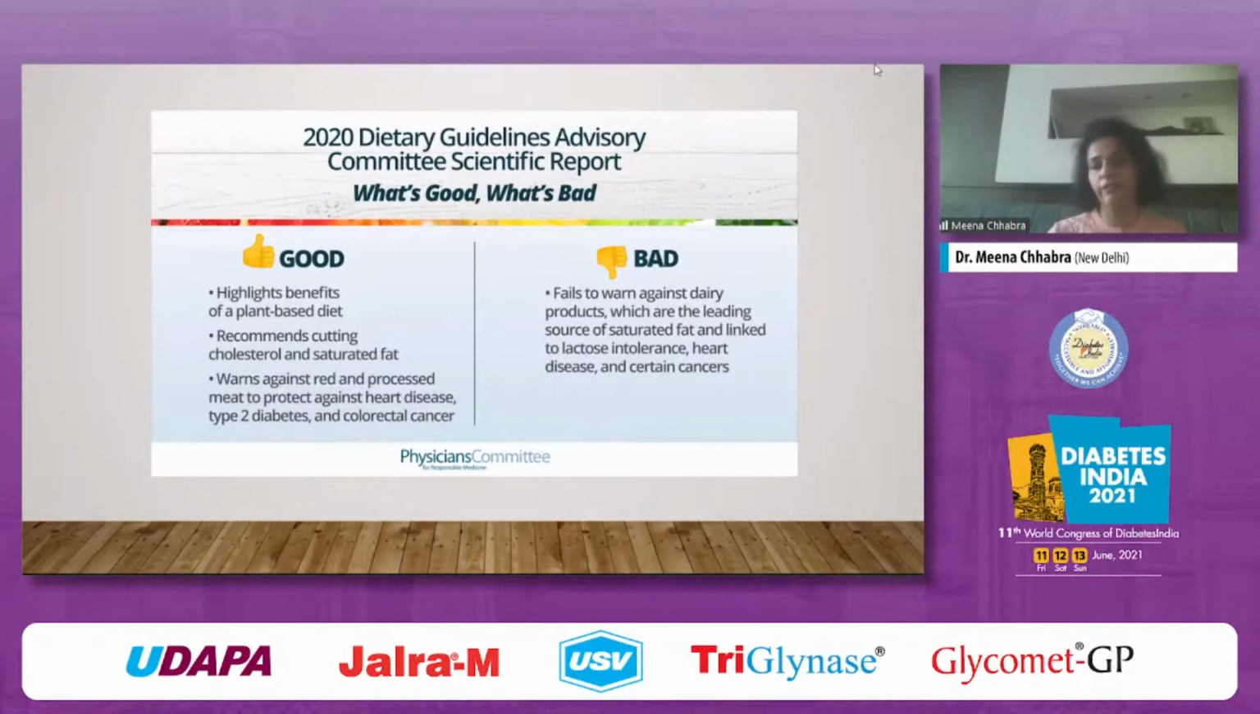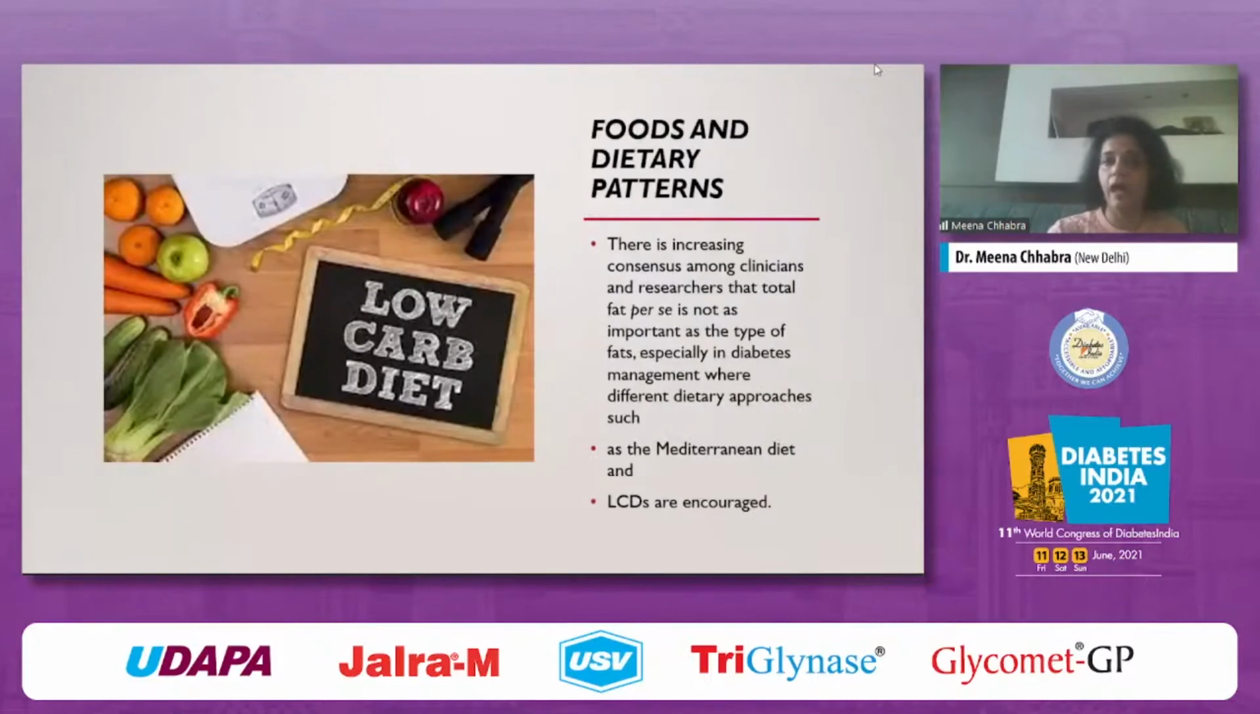You should not eat red and processed meat to protect against type 2 diabetes and heart disease. Now, again, this guideline does not warn against dairy products. And we remember that dairy products are also rich in saturated fat, right? Now, what about a low carb diet? There is increasing consensus now that a low carb diet is good.